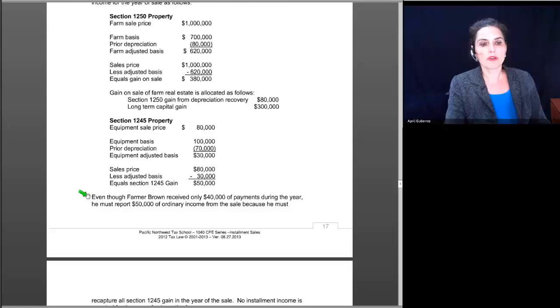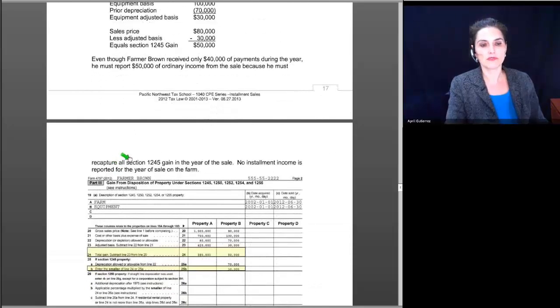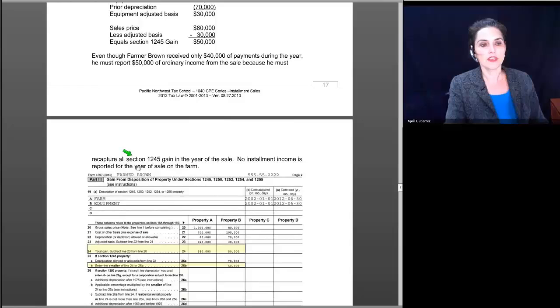Now, even though Farmer Brown received only $40,000 of payments during the year, he will be forced to report $50,000 of ordinary income from the sale because he is required to recapture all $50,000 of Section 1245 gain in the year of sale. However, because he's reporting all of the recapture of the Section 1245 income as income in the year of sale, he will have no installment income to report on the farm itself for the year.